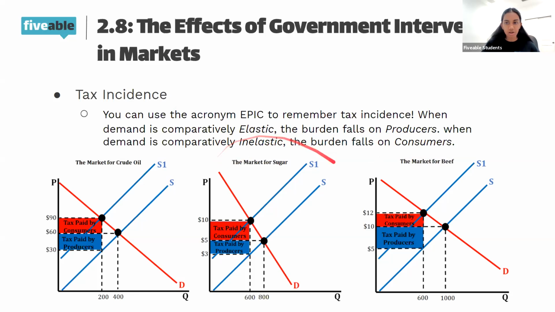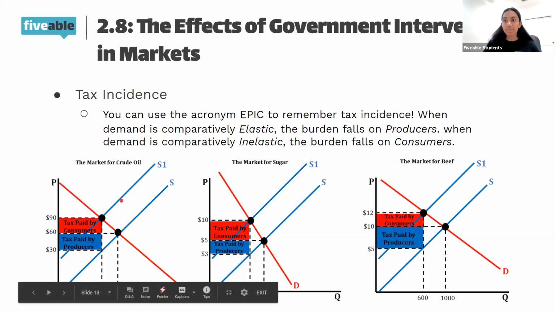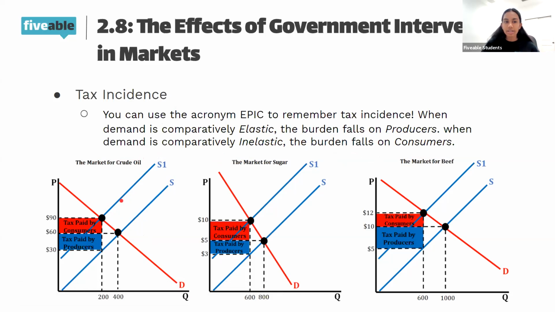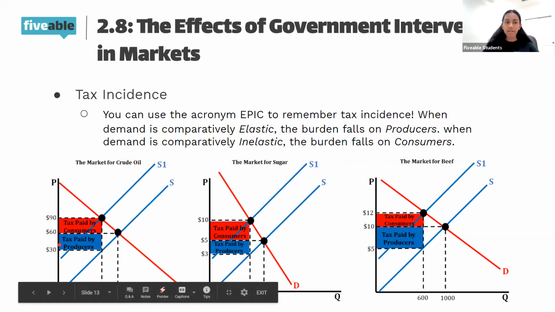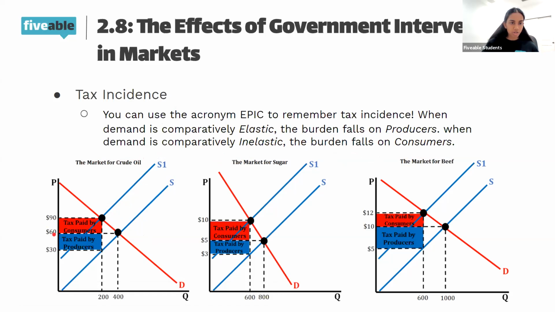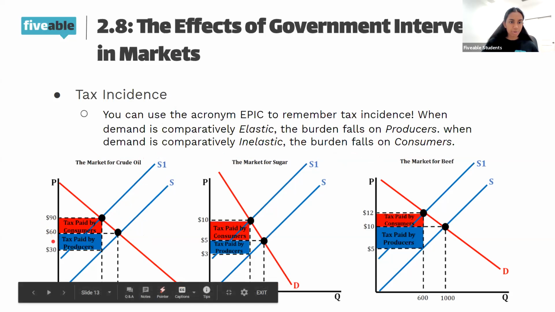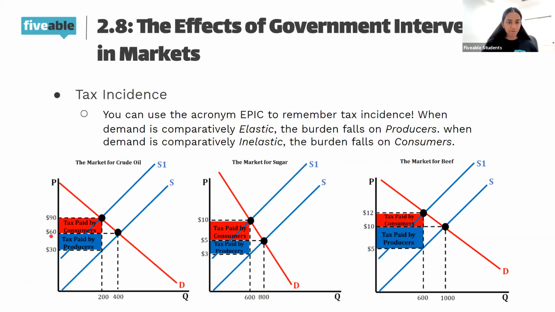And you can kind of see this on these graphs right here. Demand and supply are relatively unit elastic to each other. They have kind of the same slope. So the consumers and the producers are paying about the same amount in taxes. Consumers are paying 30 in taxes overall, and producers are paying 30 in taxes overall. So both of them are paying 30.